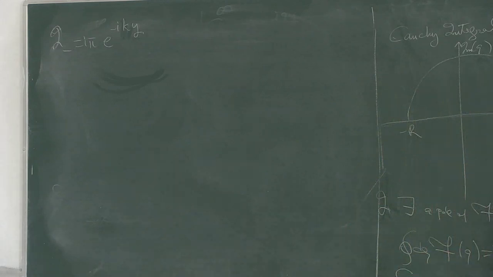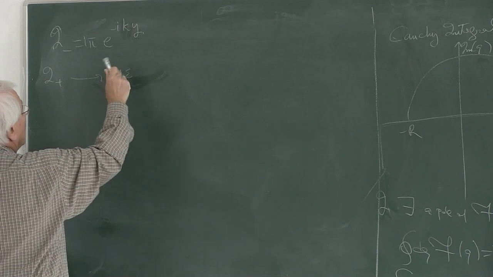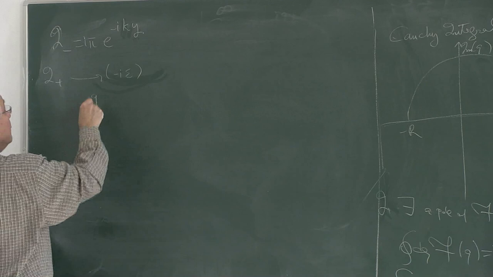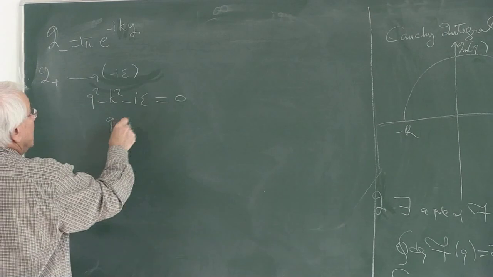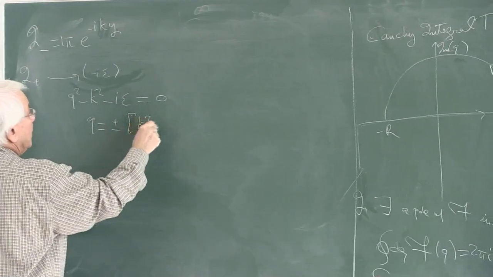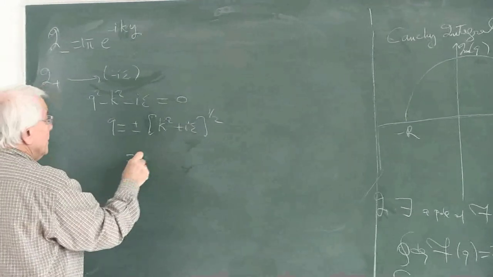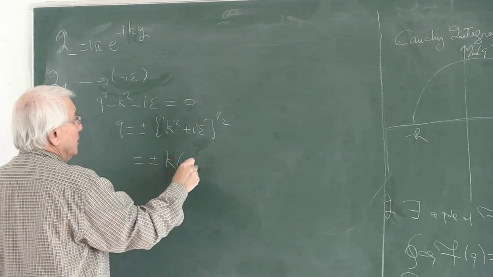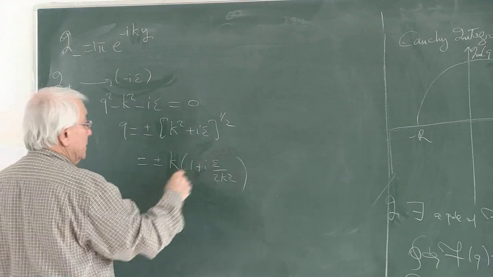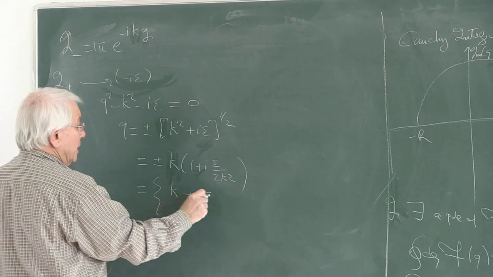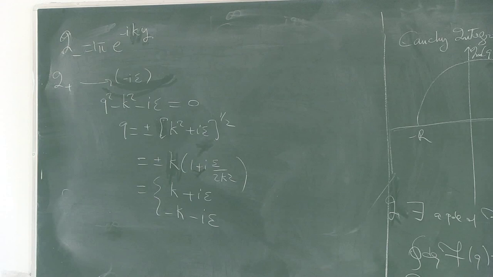But I will go back to that notation later. Now let's do the I plus. I plus corresponds to the minus i epsilon prescription. So what are the poles now? Q squared minus K squared minus i epsilon is equal to zero, right? That's the denominator. So Q is plus minus (K squared plus i epsilon) to the 1/2. Use the binomial expansion, because this is a small thing: plus minus K times (1 plus i epsilon divided by 2K squared). So the two roots are K plus i epsilon and minus K minus i epsilon. I'm using epsilon for all of them instead of using epsilon prime, double prime, triple prime. So these are the poles now.